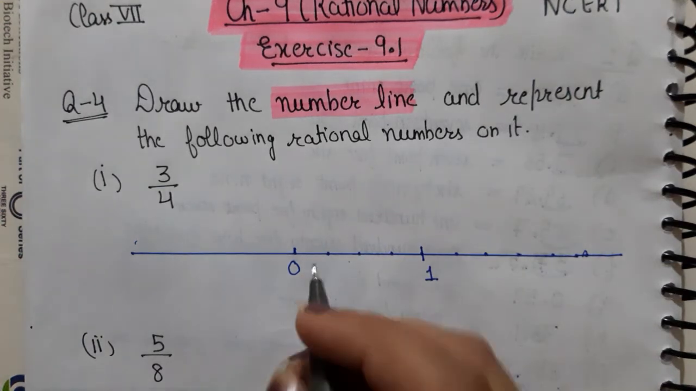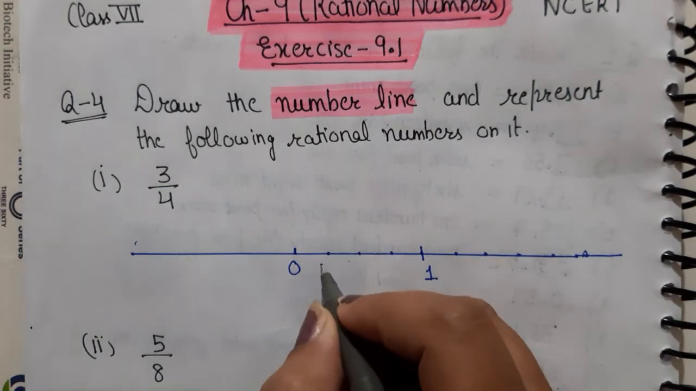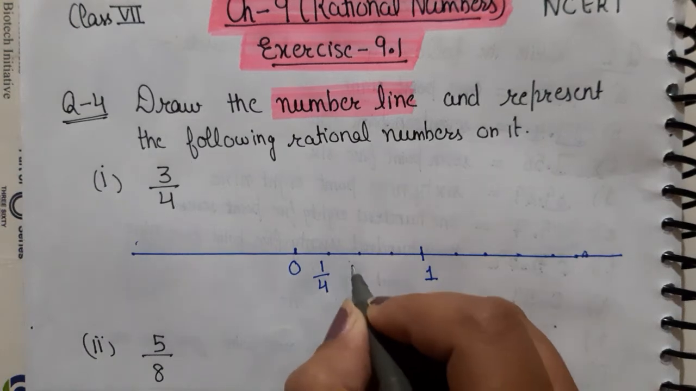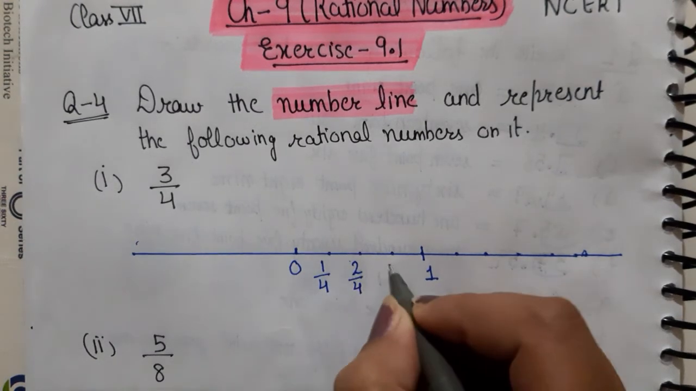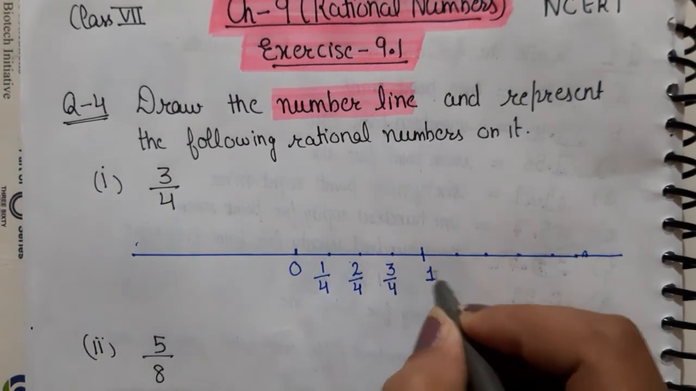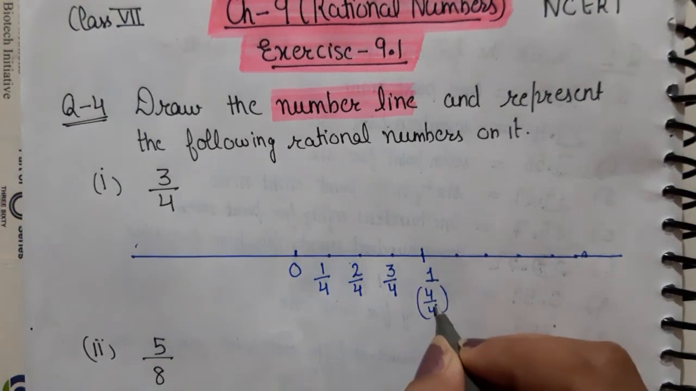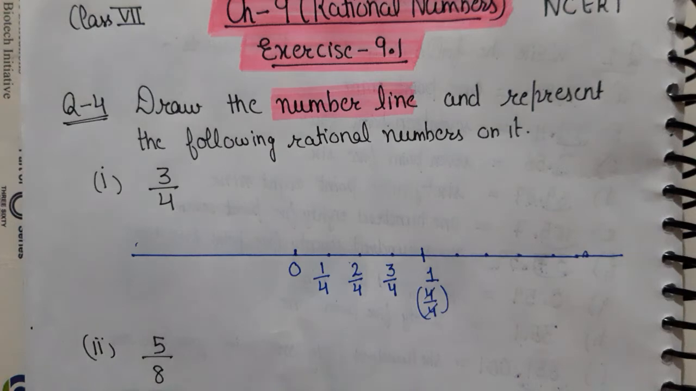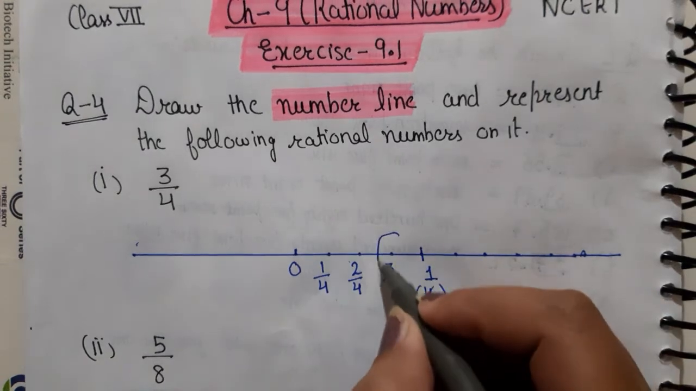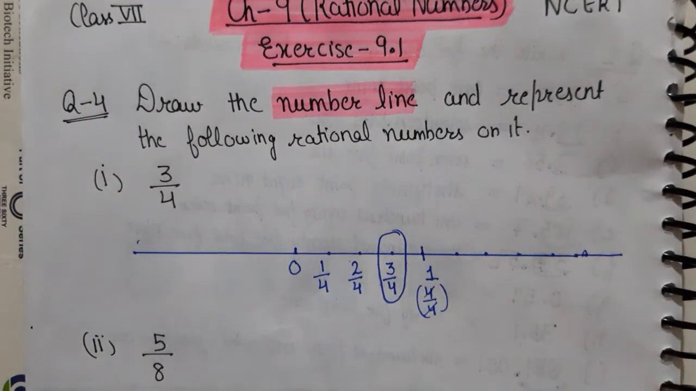And what are these numbers in between them? It will be 1 upon 4, 2 upon 4, 3 upon 4, and 4 upon 4, which after cancelling is 1. This is how you will do the questions. So 3 upon 4 you have to represent, so circle it. This is your answer. This is the representation of 3 upon 4.